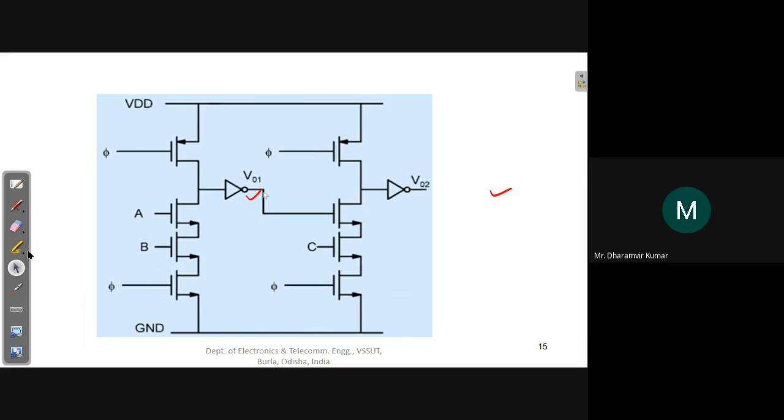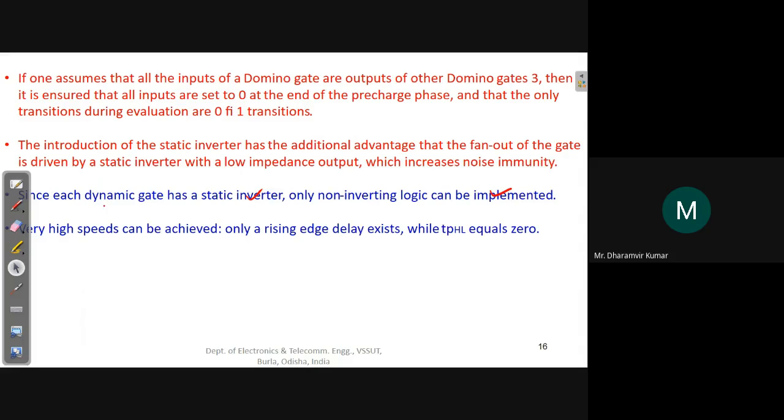So this is the same illustration that we had just seen in the graph, and these are the main points. So if one assumes that all the inputs of a domino gate are outputs of other domino gates, then it is ensured that all inputs are set to 0 at the end of the pre-charge phase, and that the only transitions during evaluation are 0 to 1 transitions. Okay. And this is the theory part. Again, this is trying to explain the thing that we had just seen in the form of operation of domino logic. Okay.